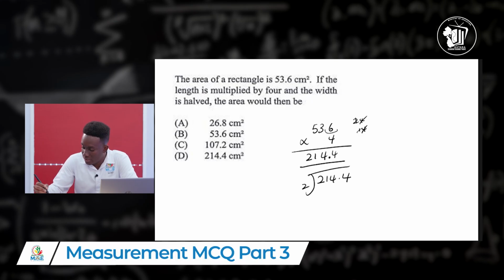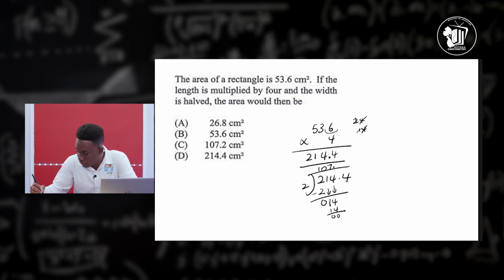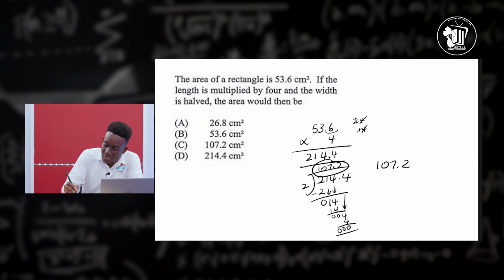So 2 can go into 2 one time. 2 times 1 is 2. Subtract, left with 0. Bring down the 1. 2 can go into 1 zero times. So you bring down the 4. 2 can go into 14 seven times. 2 times 7 is 14, so we get 0. Bring down the point, so we put a point at the top here and then bring down the 4. 2 can go into 4 two times. 2 times 2 is 4, so this will be 0. So the answer when we halve it is 107.2. So the answer here would be C.